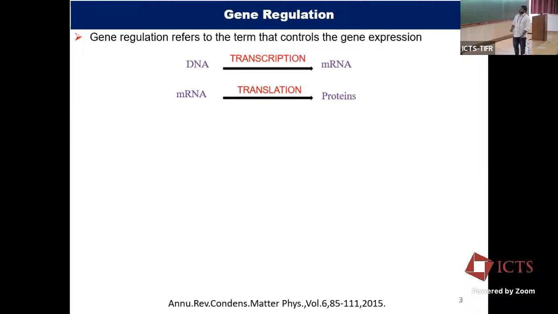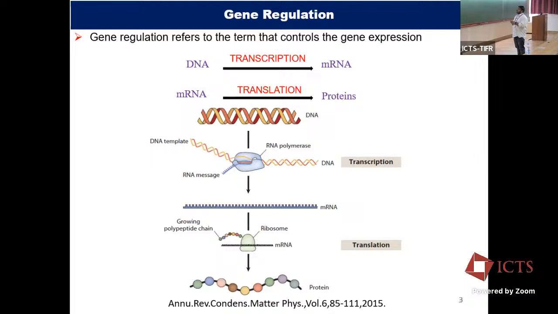So what is gene regulation? Gene regulation refers to the term that controls the gene expression. So we have DNA, which gets converted to mRNA using this RNA polymerase. It binds on the promoter region and unzips this DNA and forms the mRNA layer. This process is called transcription. And from this mRNA, the organelle ribosome will bind and it will form the protein layer, which is called translation.